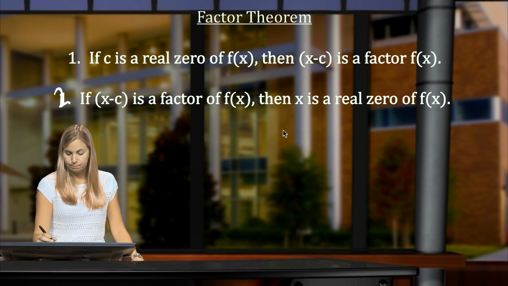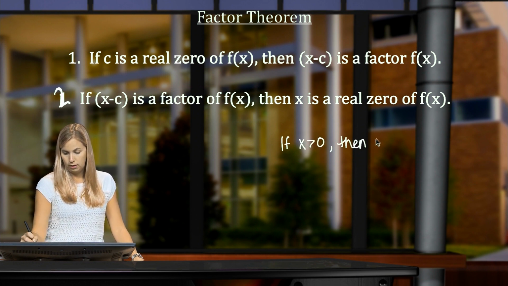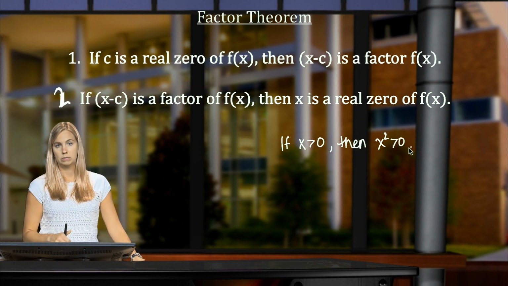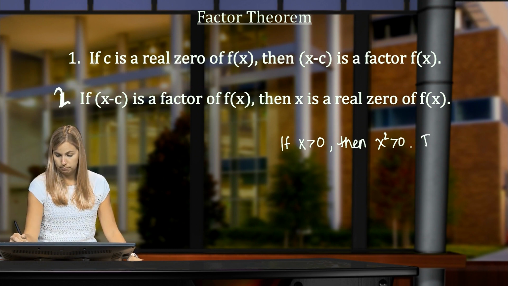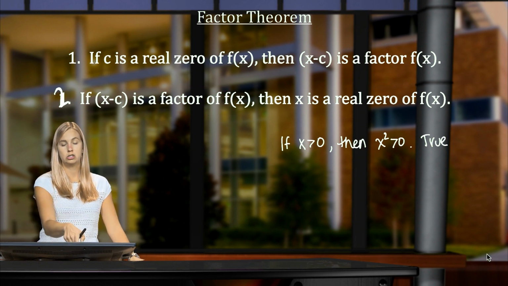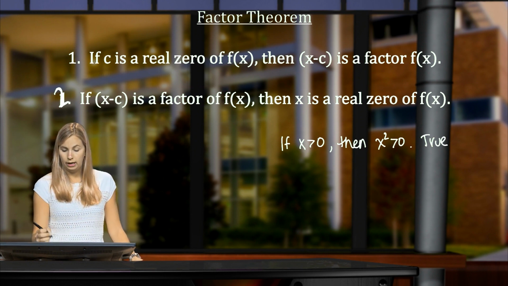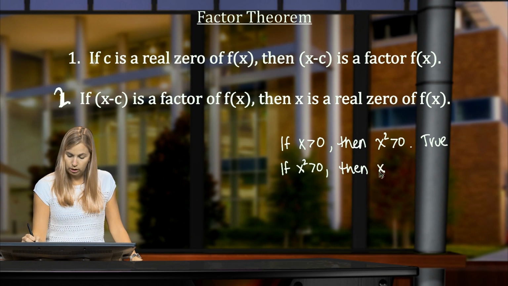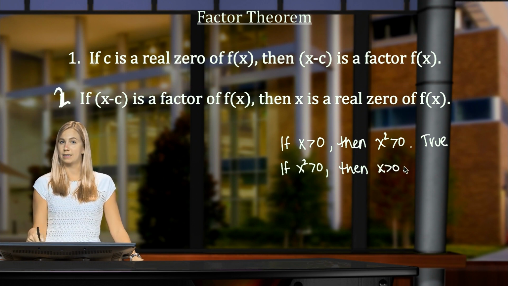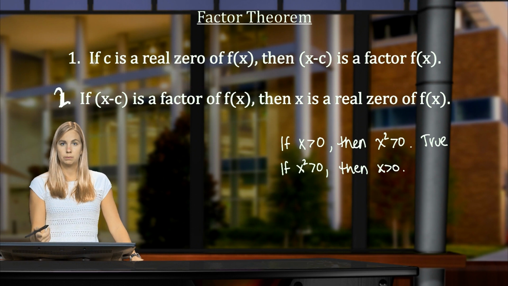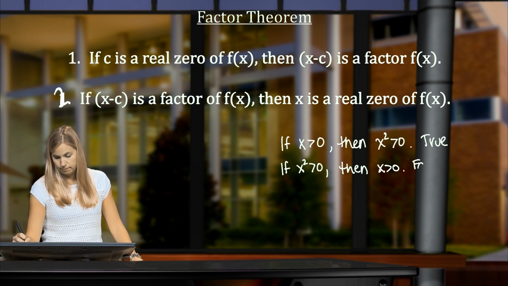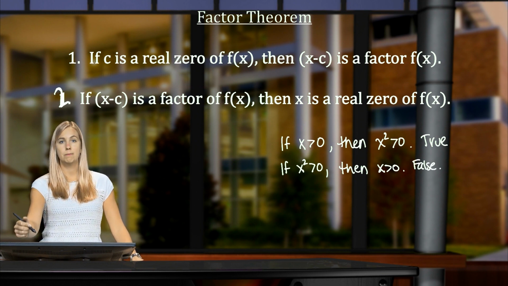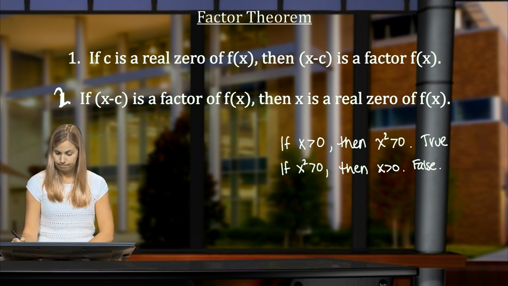Just a quick example. If x is greater than 0, then x squared is greater than 0. Is this statement true? Yes, it is. Now, if I write the converse, which is what we see in that second bullet, if x squared is greater than 0, then x is greater than 0, we see that this statement is not always true. If x squared is positive, that just means that either x is positive or x is negative. So it is important that we state both in the factor theorem.